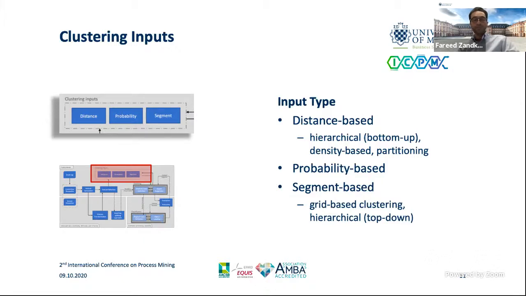The third option in clustering inputs is segment-based computation techniques. In this approach, using the computed features, a conceptual grid is built. The algorithm merges or splits the grid based on the similarity of the neighbors. It stops merging or splitting the segments when the model is satisfying.